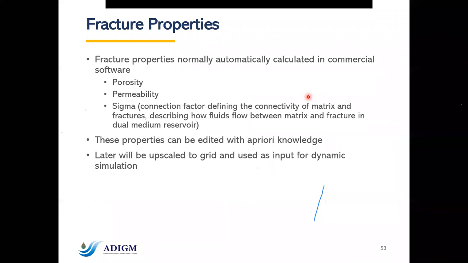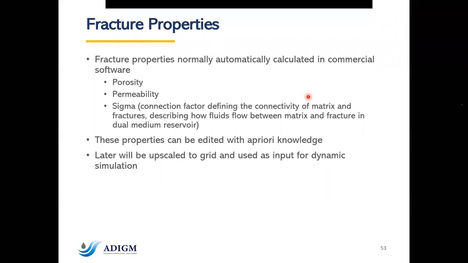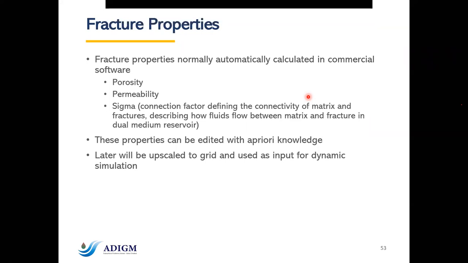Now, once we get the fracture DFN, to be able to make it useful for the simulation, we need to convert it into grids, right? So we need to derive the fracture properties. The fracture properties during the conversion are calculated based on the fracture intensity, the fracture aperture and also the fracture length, right? So for example, the porosity is calculated based on the aperture and the intensity of the fracture in each grid cell. Same goes for the permeability, yeah?